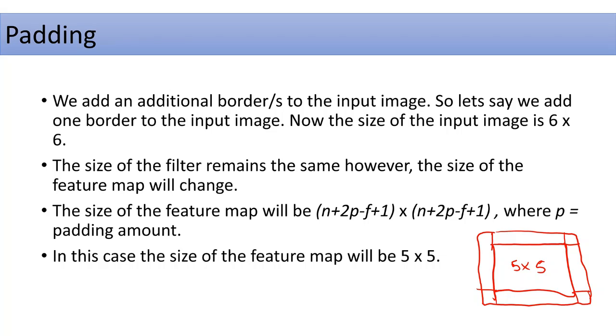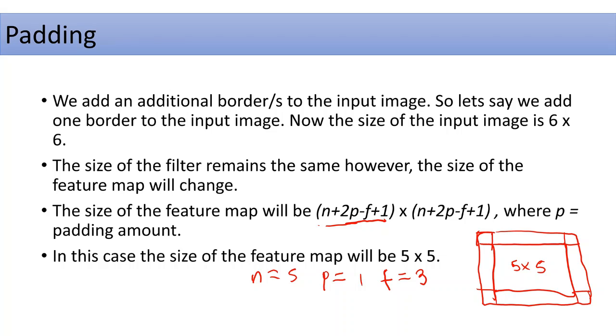The size of the filter remains the same. The size of the feature map though will change. The formula for the size of the feature map is given as this, which is n plus 2p minus f plus 1 by n plus 2p minus f plus 1. In our case, n is equal to 5, p, that is the amount of padding, is equal to 1, since we are adding just one amount of padding on the side, and we have f is equal to 3.